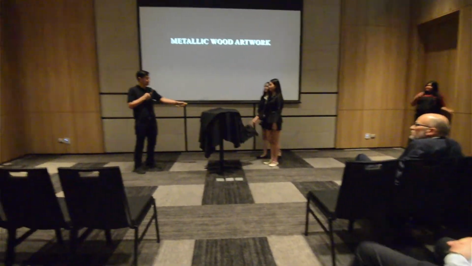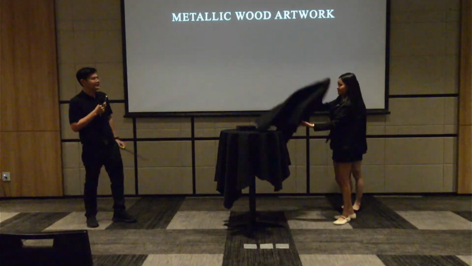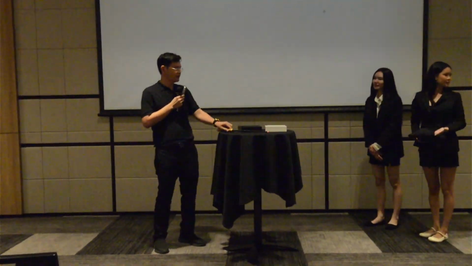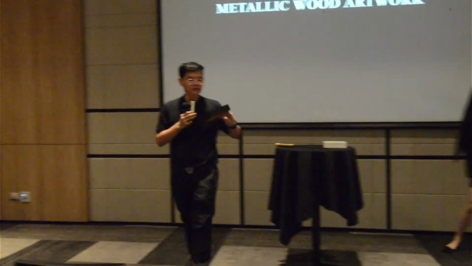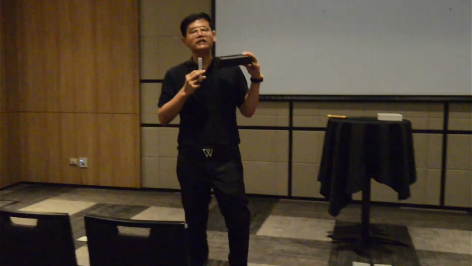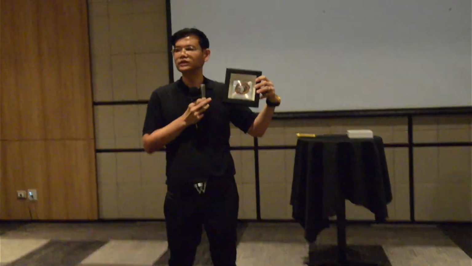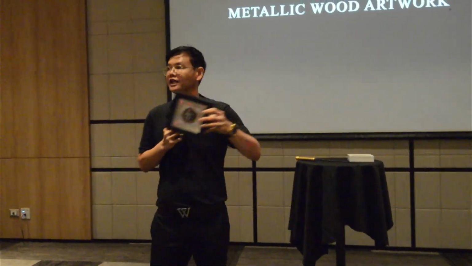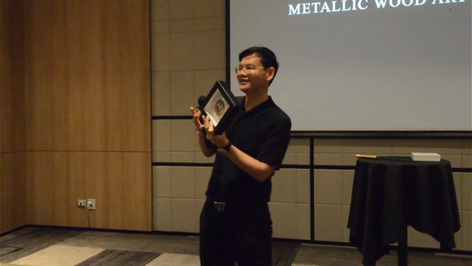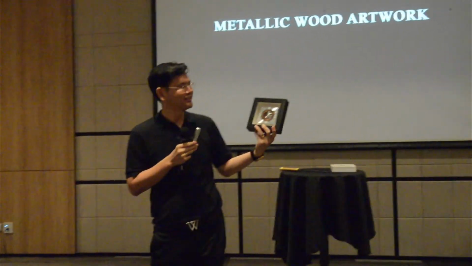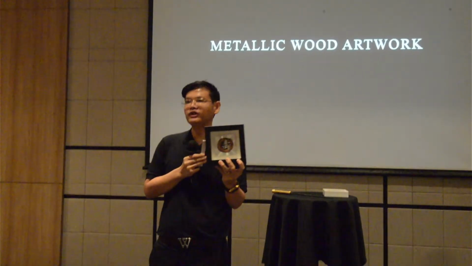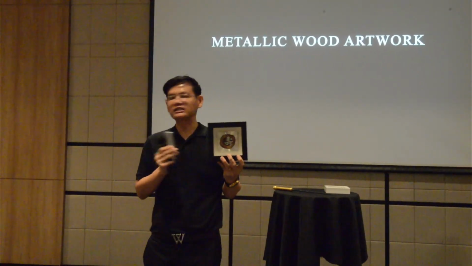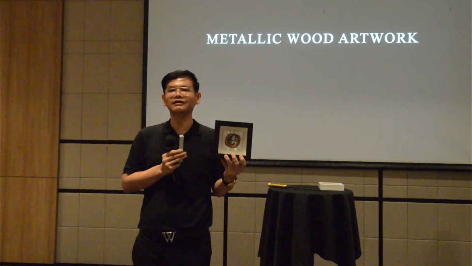The next one is the metallic wood artwork. As you can see, we laser cut wood into shapes. And this one, I don't know, is in Chinese? Yes. Wrong, okay. So then we cast aluminum inside without burning. But it's not normal aluminum, it's GISS slurry.